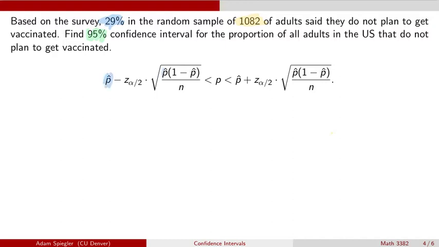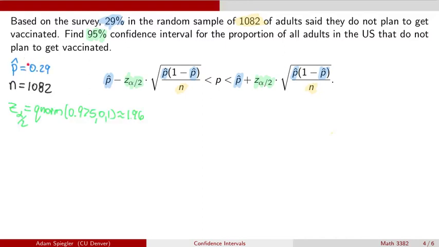I know what my value is for p hat. That's that 29%. So those are going to go in each of these places. We know what the value of n is. That's 1,082. And based on the confidence level, we can figure out what these scaling factors, these z alpha over 2 values, would need to be. Namely, we have that p hat. We want to write this as a proportion, which is going to be decimal 0.29. We have our sample size, and then z alpha over 2 for a 95% confidence interval. Recall, we're going to get approximately 1.96 as the value for z alpha over 2.